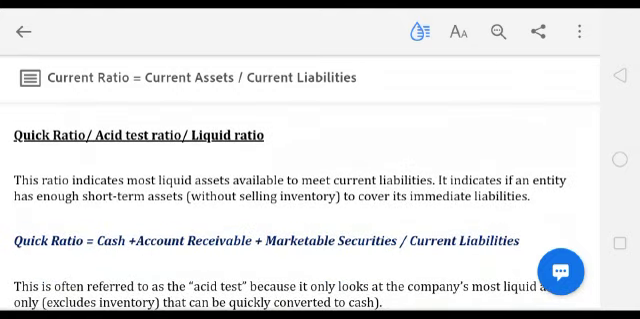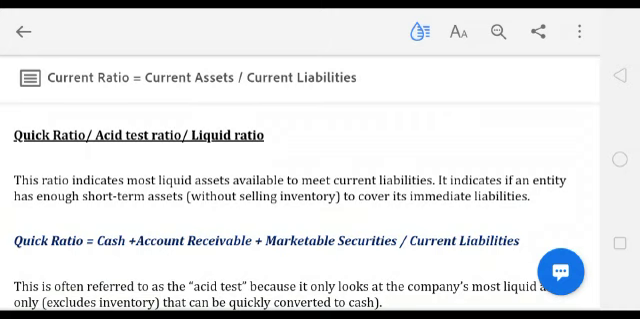This ratio indicates the most liquid assets available to meet current liabilities. It indicates if an entity has enough short-term assets, without selling inventory, to cover its immediate liabilities. The current ratio includes inventories which may not be readily realizable in cash, though the acid test ratio, which is also the liquid ratio, reflects the most liquid assets available to meet current liabilities.